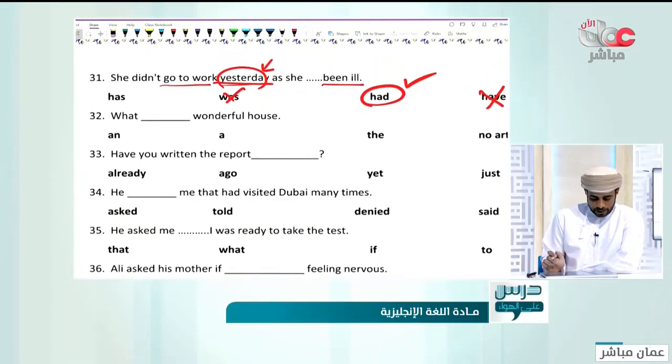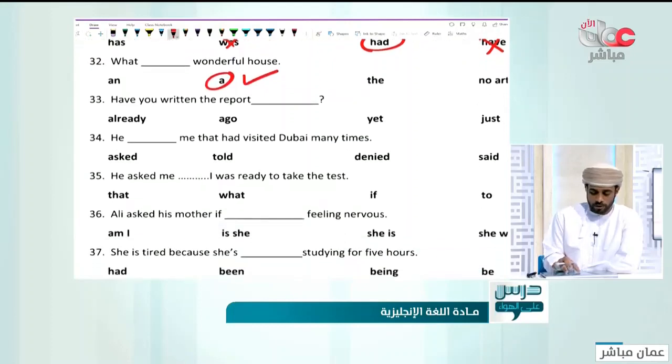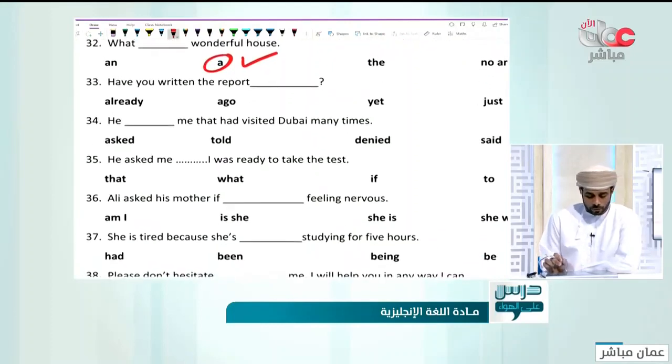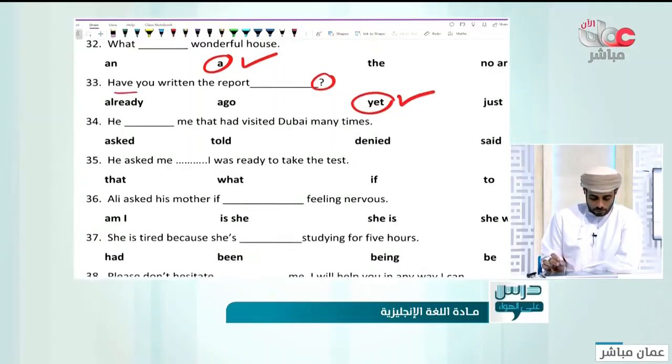32 says, what wonderful house. Of course, what a wonderful house. What a wonderful house. Have you written the report? Since it is a question, have you written it yet? Have you written your work yet or report yet? 34, me, that he had visited Dubai.